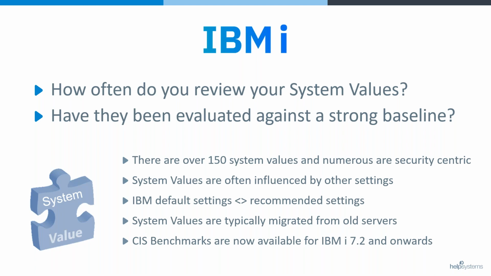Bear in mind that system values are often influenced by other attributes and metrics, meaning that it's great to be at security level 50, for example, but if all of your users have all object special authority, you're running at the equivalent of security level 20. And if you're familiar with those settings, you may chuckle and think, why would you ever do that? And I would agree, you shouldn't, but people do. And so that's definitely something you want to consider.